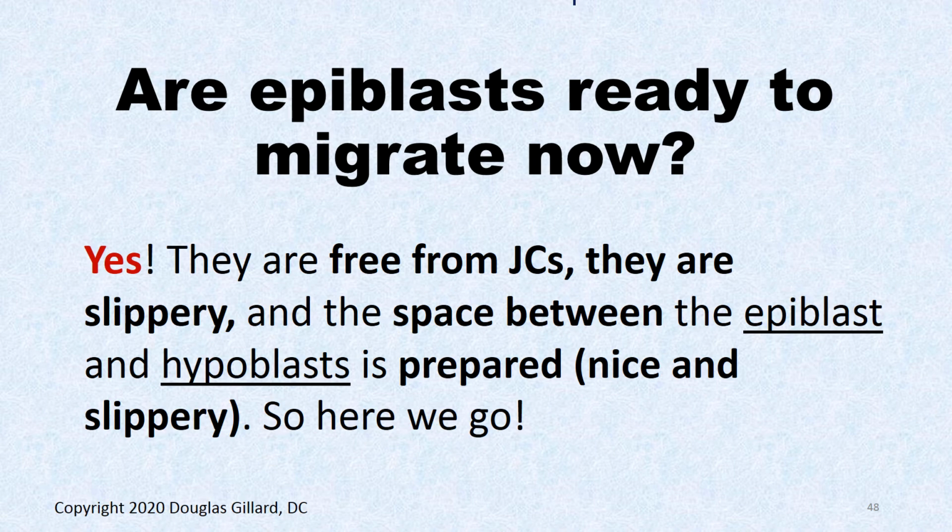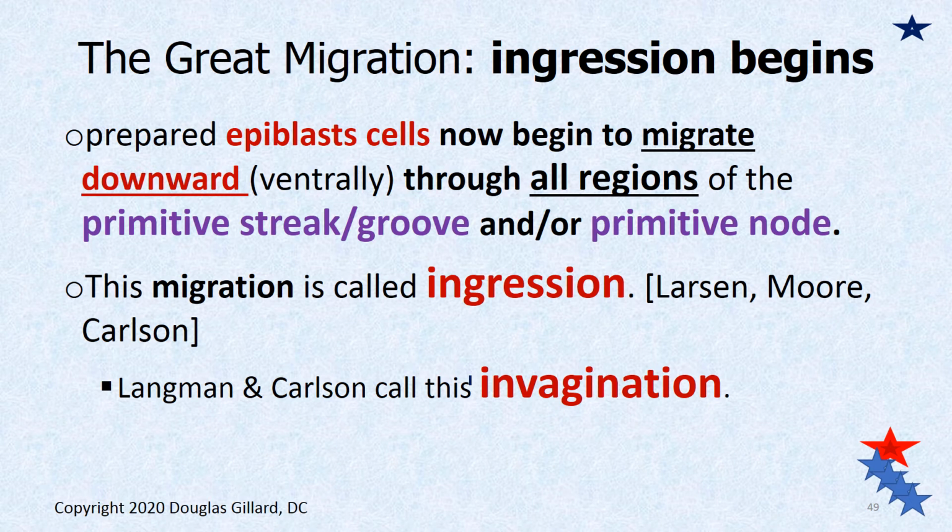All right. Yep, we already said they're ready to go. Everything's slippery. So now the migration is starting, and that of course has a name. It's not called the Great Migration. That's me talking. Officially, this is called ingression, and you've got to know that word. Ingression is the beginning of the germ cell formation. We're making the trilaminar disc with this process.